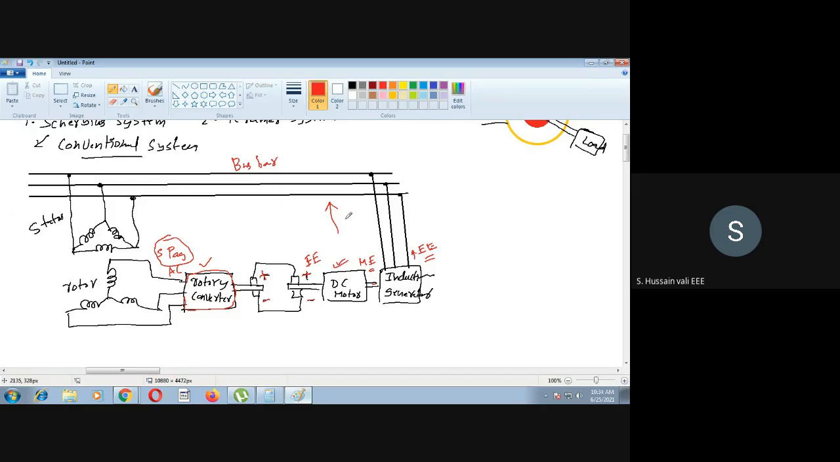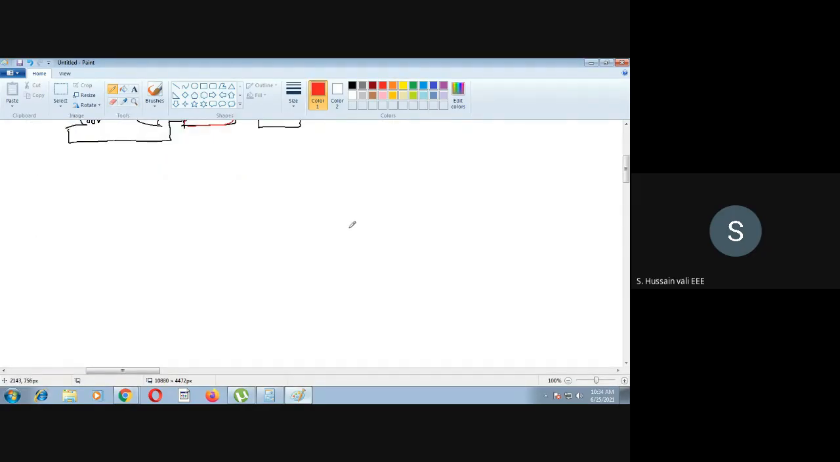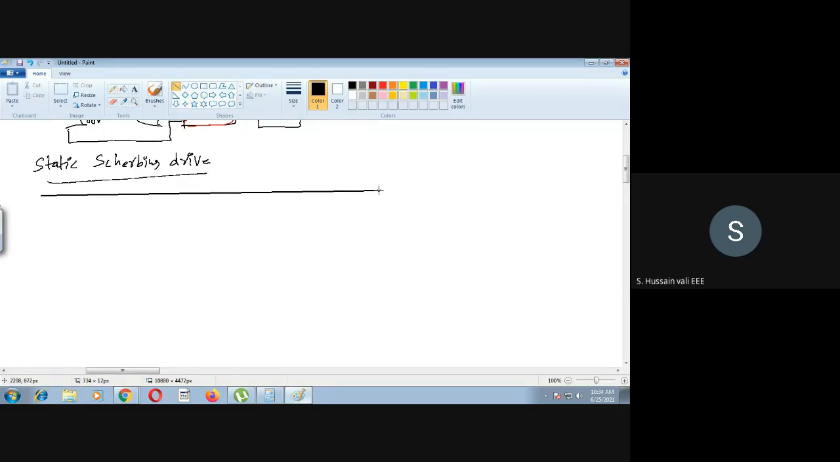Now we will draw the static Scherbius drive. What is the static Scherbius drive? It is a simple thing. Static devices, that is power semiconductor devices, we will use to recover the power. Nothing else is there here. Same thing.